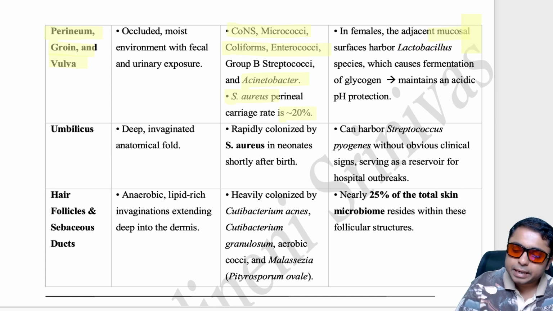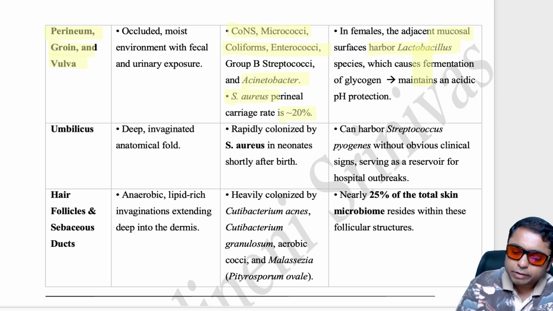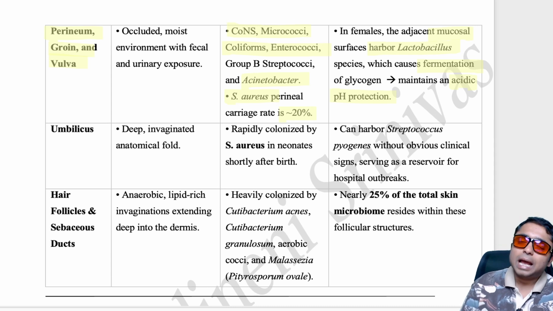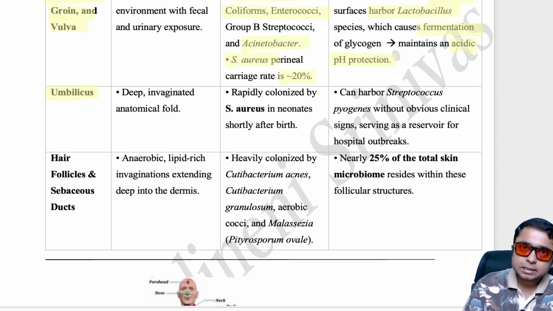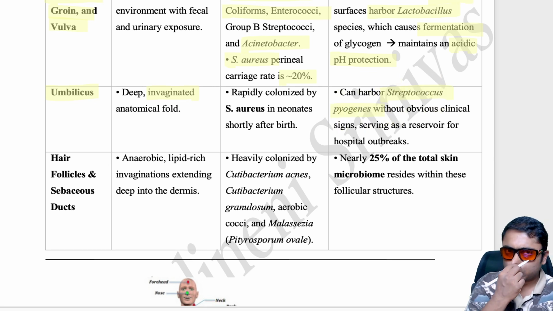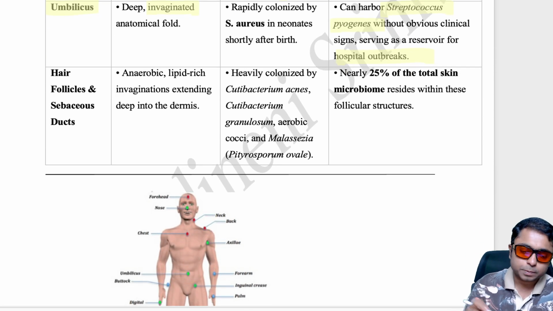In females, the mucosal surface can harbor Lactobacillus, which ferments the glycogen, producing lactic acid in an acidic environment, and it inhibits unnecessary pathogenic organisms from proliferating at that site. In the umbilicus, the invaginated part may harbor as a reservoir the Streptococcus pathogens, which could be responsible for hospital outbreaks. So we need to be vigilant about the umbilicus area, especially in newborns.